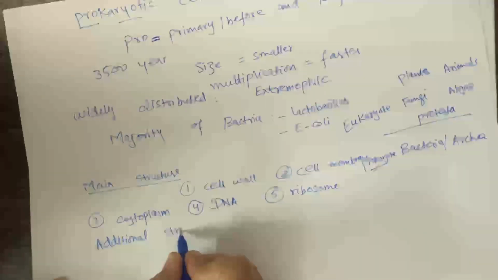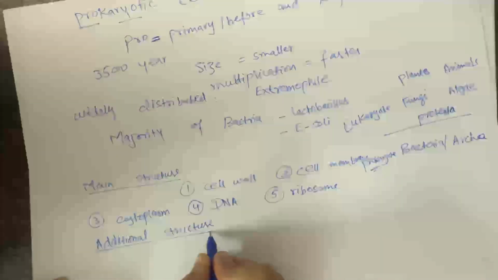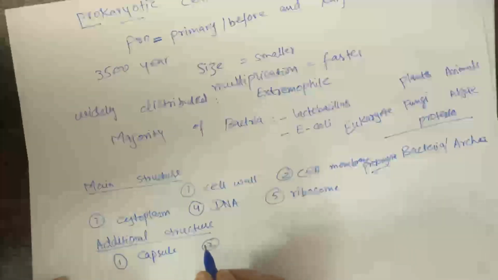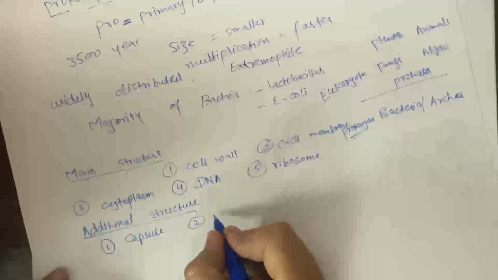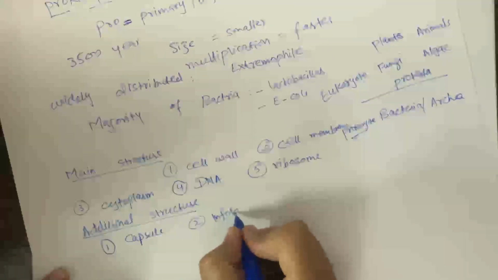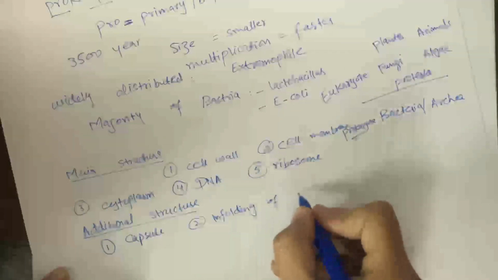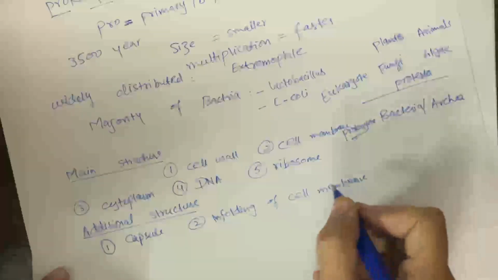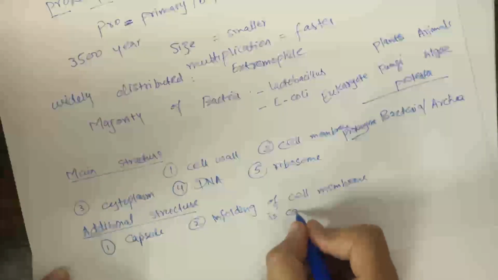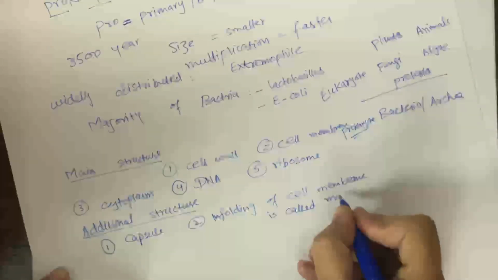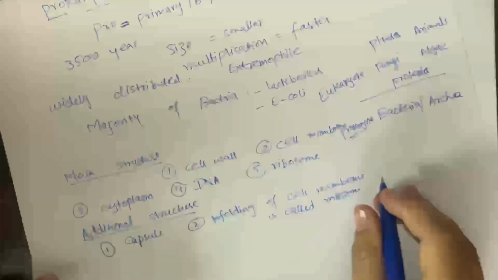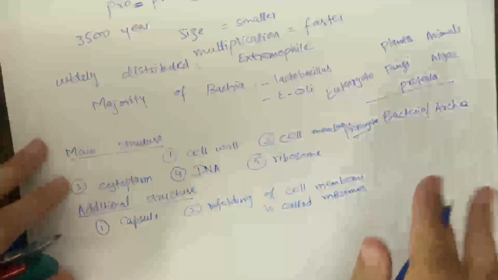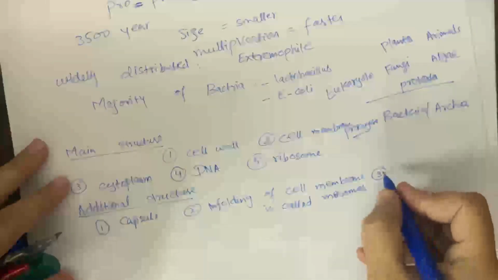And the additional structures which are present in prokaryotic cells include, first, the capsule. Along with that, enfolding of the cell membrane occurs. Enfolding of the cell membrane is commonly called mesosomes.